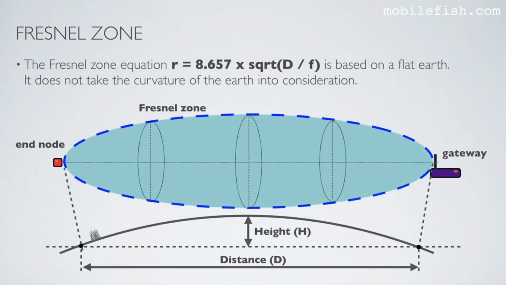The Fresnel zone equation is based on a flat Earth. It does not take the curvature of the Earth into consideration. If your end node is located here and your gateway is located here, and the distance between the two is very large, then this height must be taken into consideration.